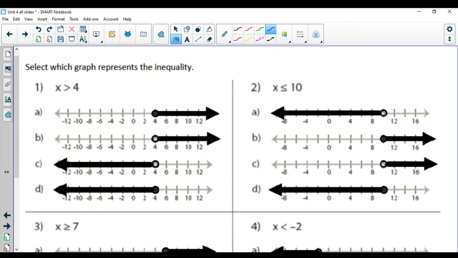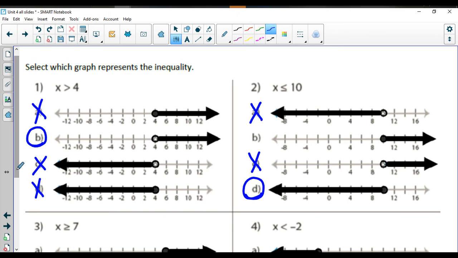In the next one, select which graph represents the inequality. X is greater than 4. Greater than would deserve an open circle, and greater than will shade up to the right. So B is our correct answer. In number 2, x is less than or equal to -10. This needs to have a closed circle, so A and C are out. Less than or equal to would shade down to the left, and that's going to be letter choice D.